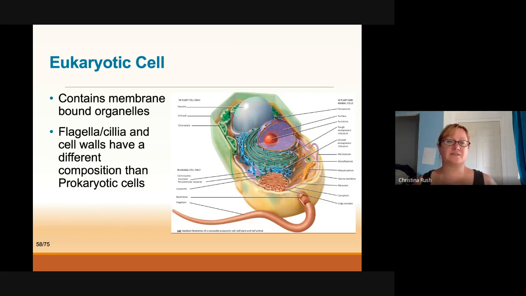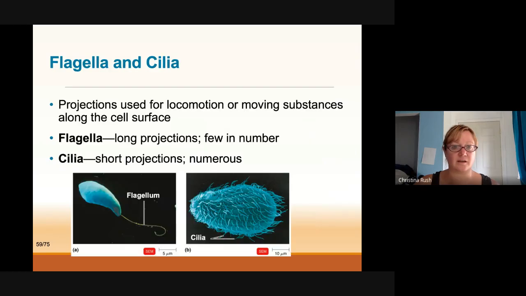Eukaryotic cells contain membrane-bound organelles. They can have flagella and cilia. They can have cell walls, but those will have a different component than prokaryotic cells. So let's take a look. The flagella and cilia, again, are projections that are used for locomotion or moving substances along the cell's surface. Flagella are long projections, and they're usually few in number, whereas cilia are short projections, and they're quite numerous. They look like little hair-like structures.